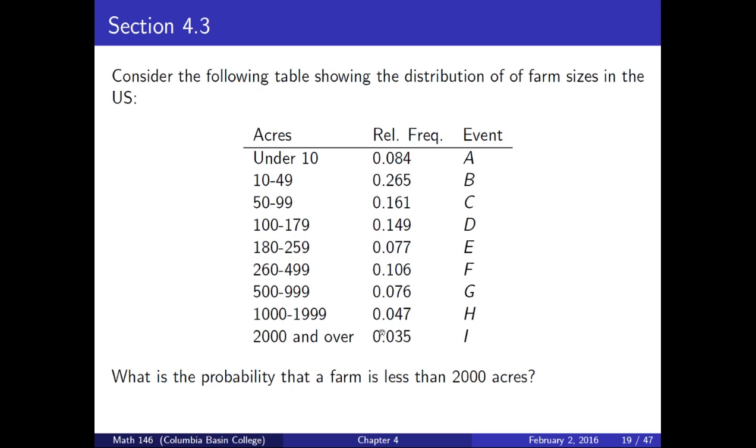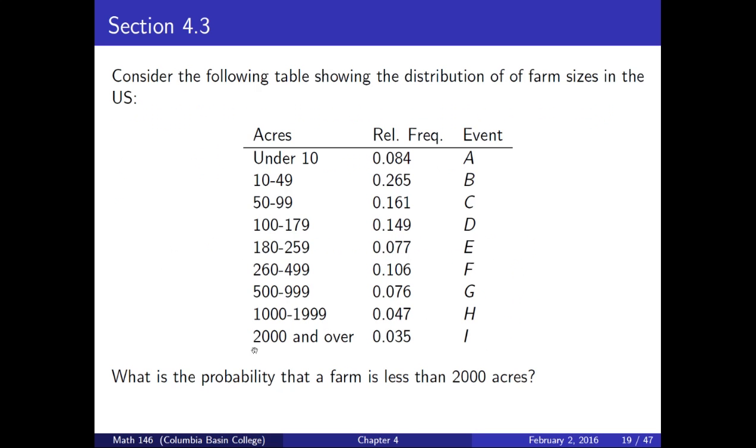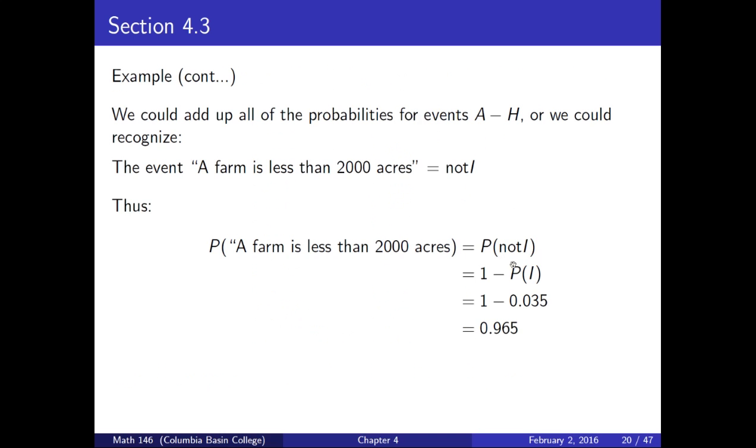So if I wanted to calculate the probability of being less than 2,000, I could feasibly just add all these numbers up, right? But we could also recognize that a farm being less than 2,000 acres is just the event not I. Look back: here's I, 2,000 and over. Everything else is just not 2,000 and over. So to calculate the probability of not I, I should just be able to do 1 minus the probability of I. Well, the probability of I is 0.035, and 1 minus that is 0.965.